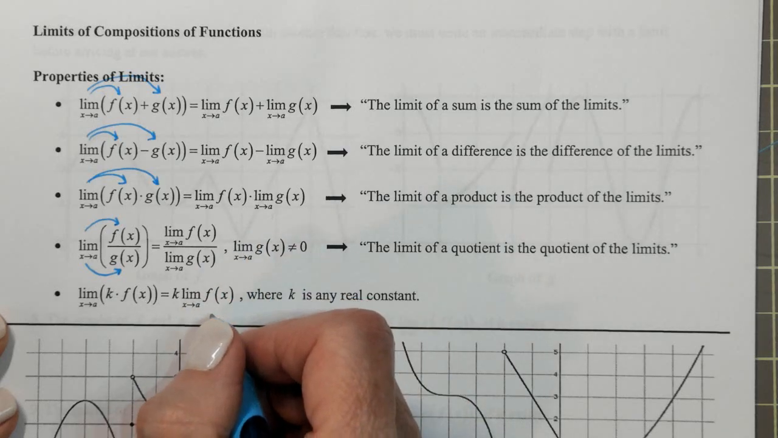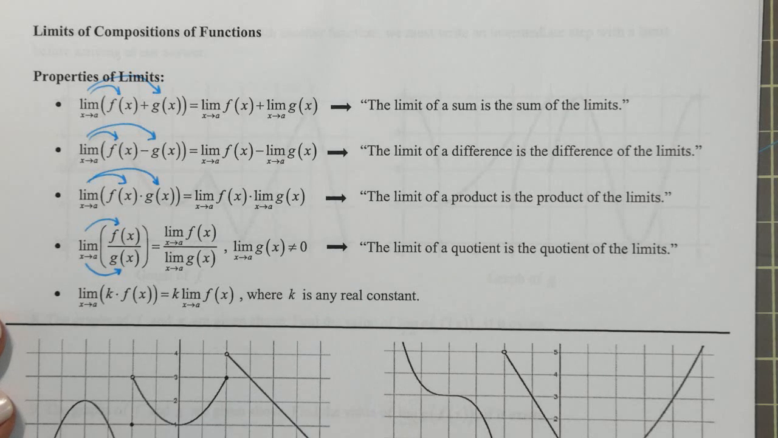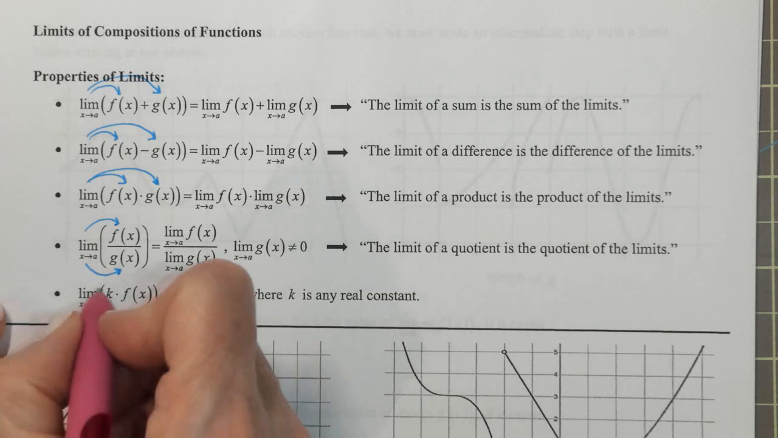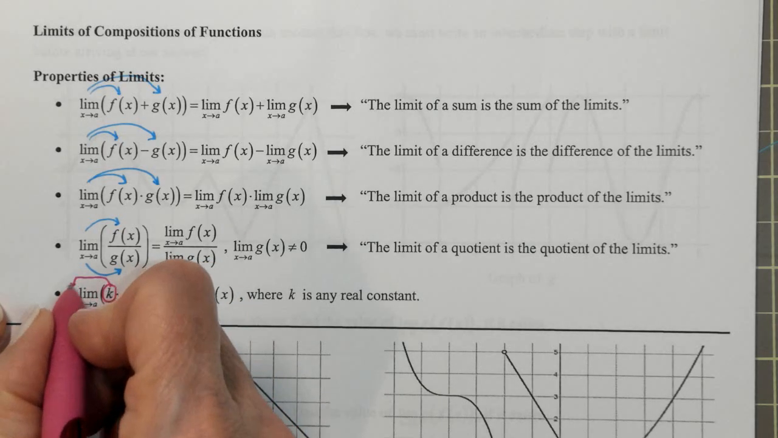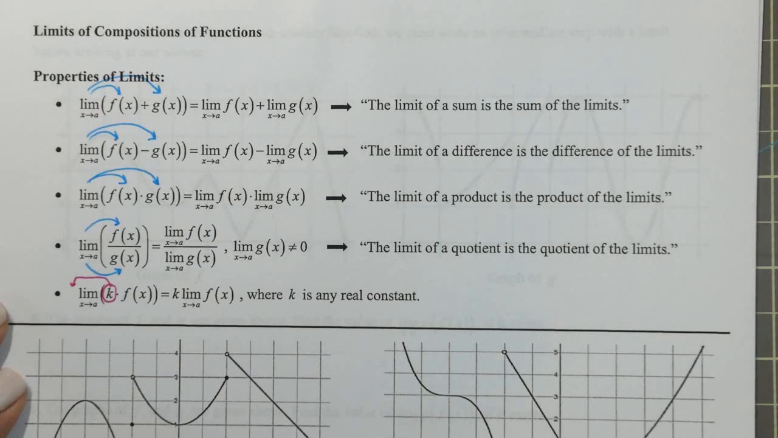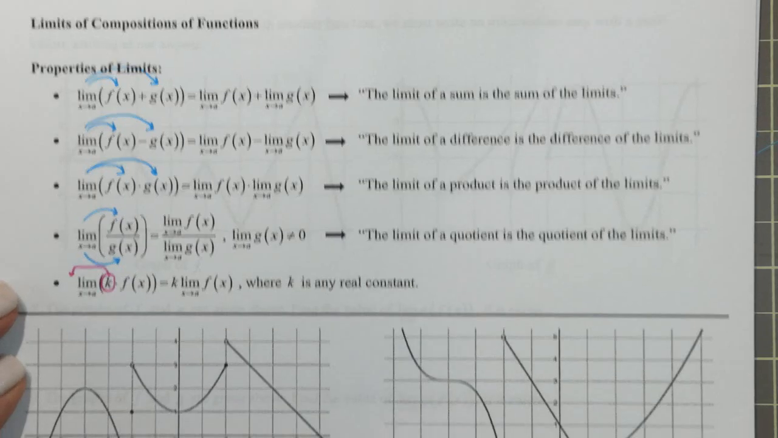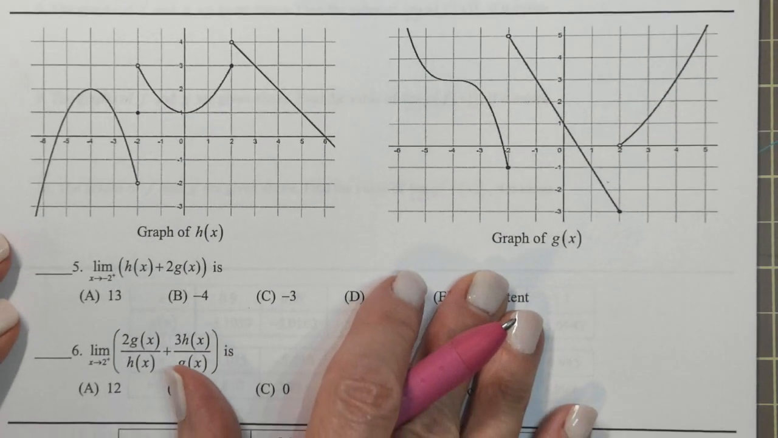Okay? One last property. If you have a constant that is being multiplied by a function, you can take that constant outside of the limit and multiply it by the entire limit. We do that sometimes. All right. Look at some examples.